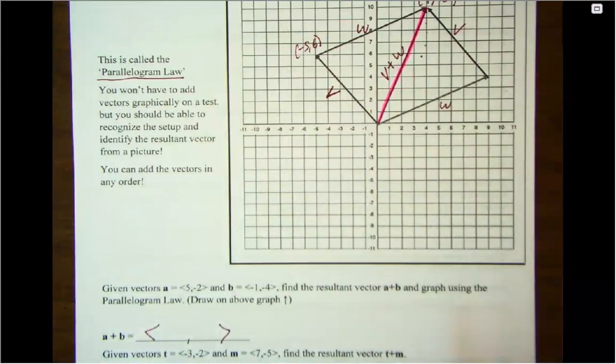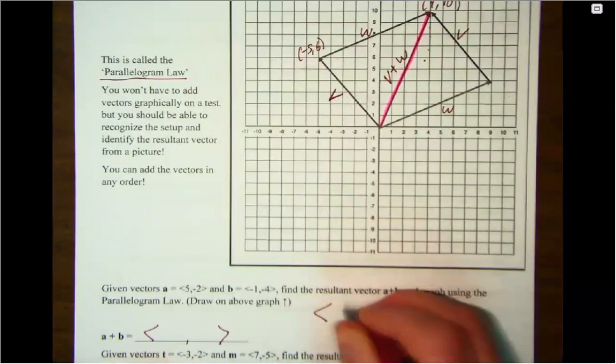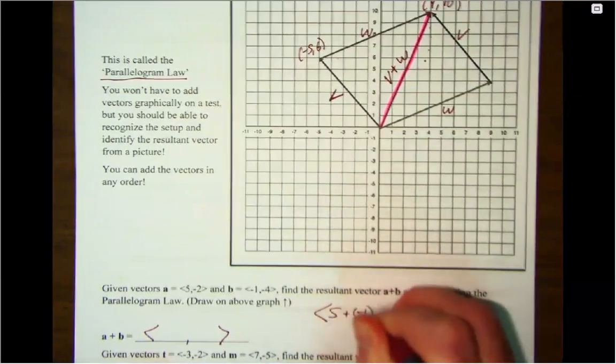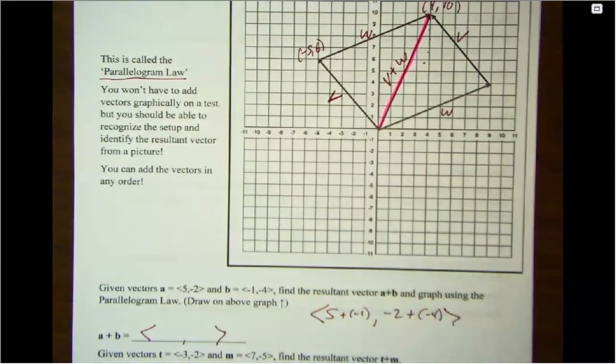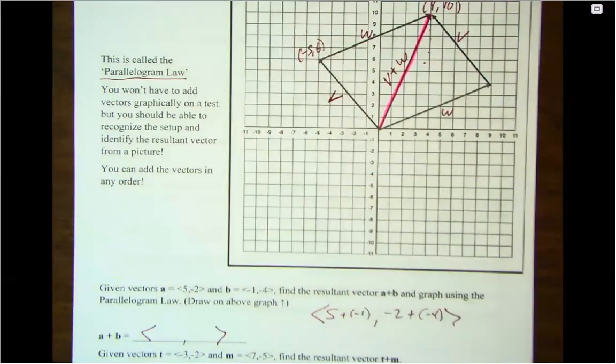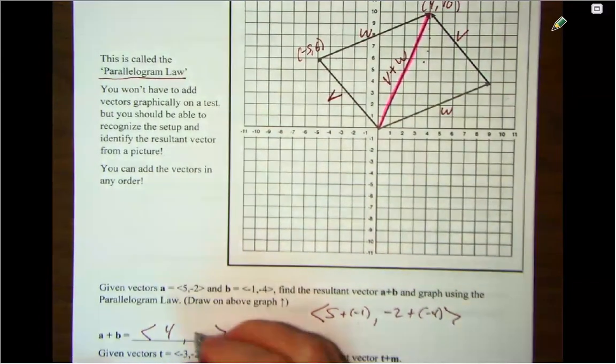What do you got? If you combine the x's, what does that become? Something in the chat box. Yep, <4, -6>. And it is a vector, so we want to use those little pointy brackets. 5 plus negative 1, 5 minus 1, which is 4. And then negative 2 plus negative 4, negative 6, perfect.